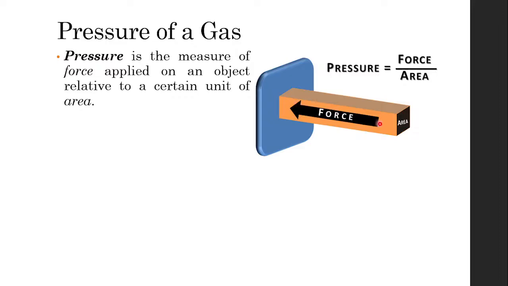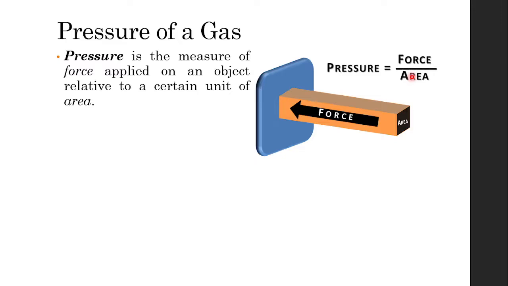So for example, you have a piece of wood right here, and this piece of wood is constantly exerting a force onto this surface right here. And how much force this wood exerts on this surface is determined by how much area is in contact with that force. So this piece of wood has a certain area, and that's basically how much area is being forced onto this piece of blue metal. So pressure is basically force over a certain area.